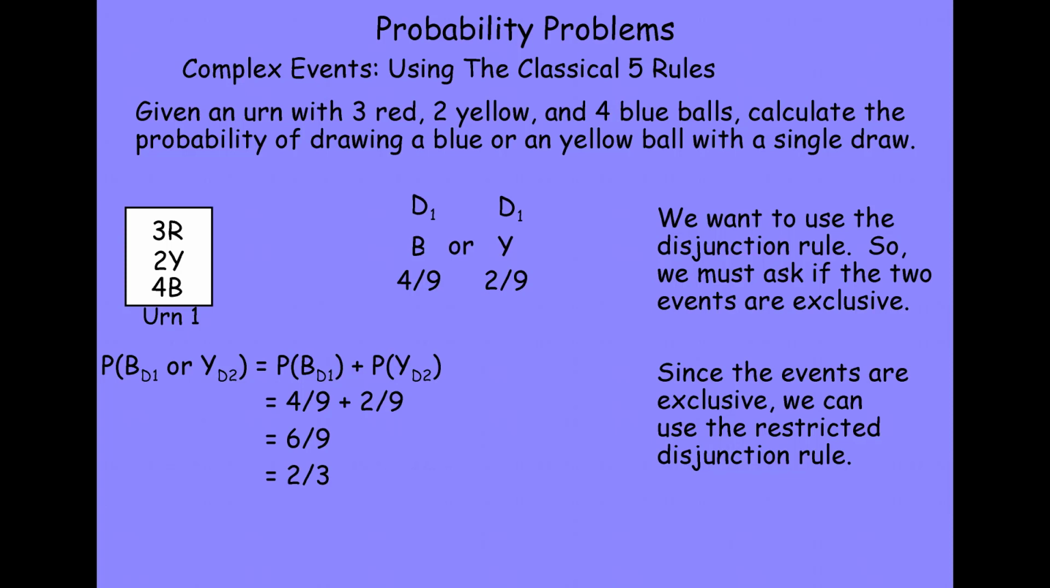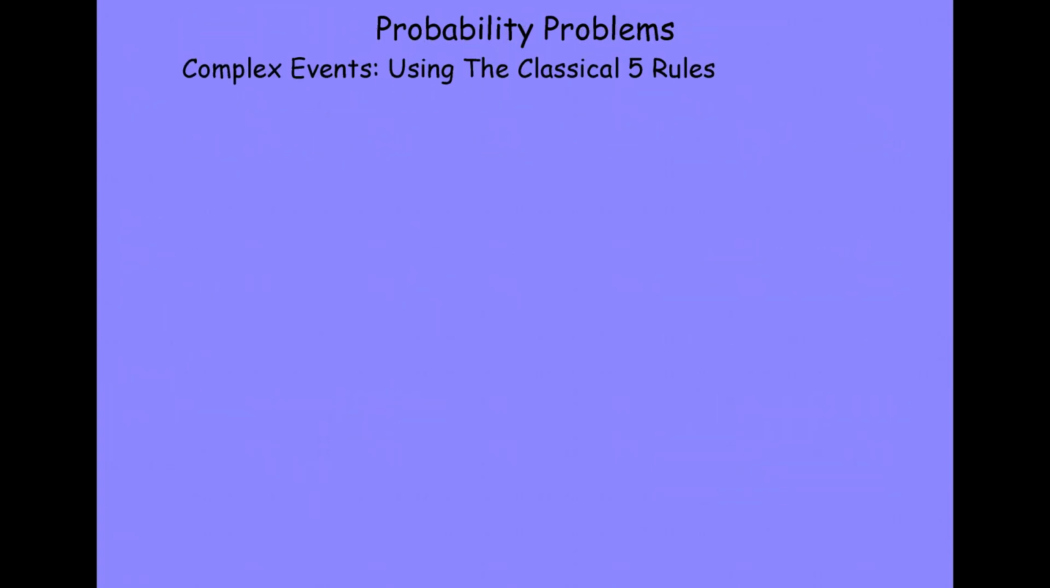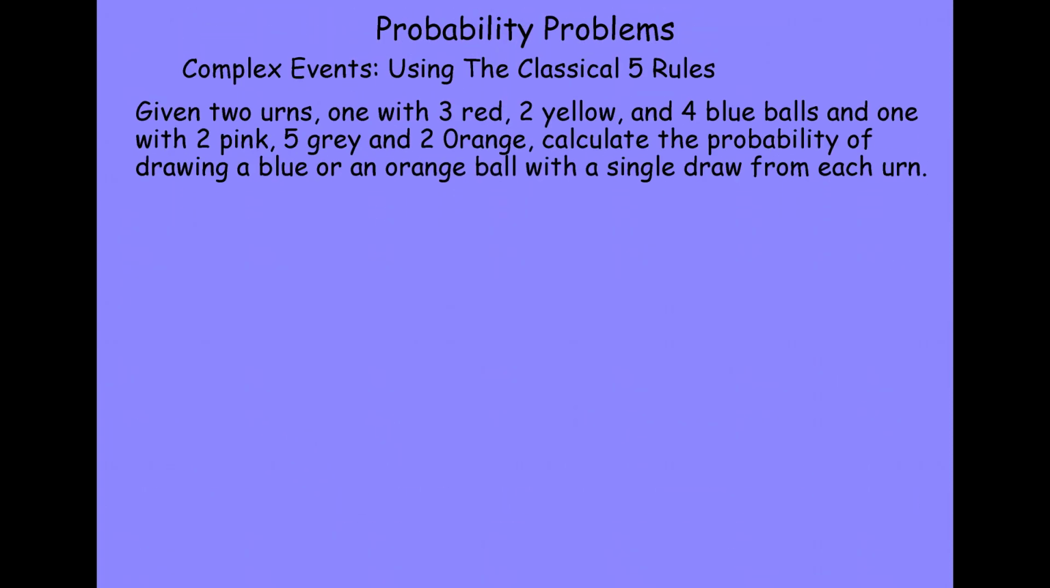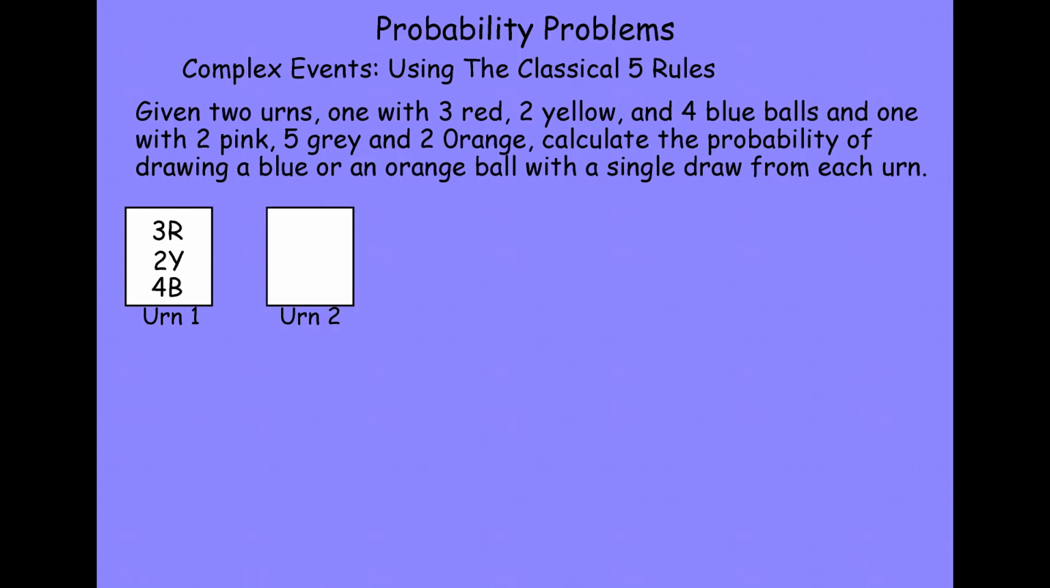Let's look at a second problem. Suppose I've got 2 urns, one with 3 red, 2 yellow, and 4 blue balls, and one with 2 pink, 5 gray, and 2 orange balls. And now I'm asked to calculate the probability of drawing a blue or an orange with a single draw from each urn. So again, I draw my urns out: 3 red, 2 yellow, 4 blue; 2 pink, 5 gray, 2 orange. I'm going to have a draw from each urn.